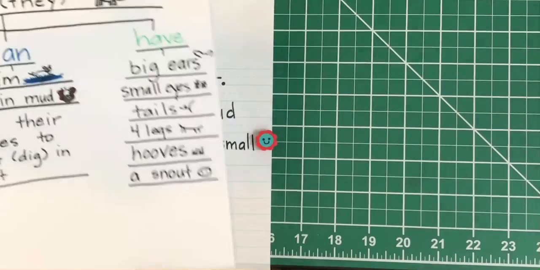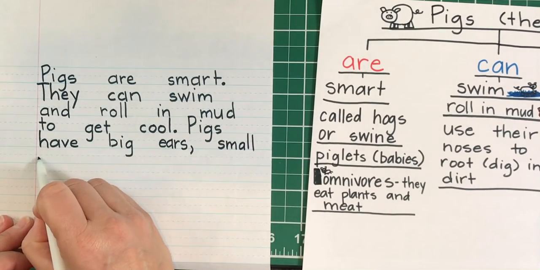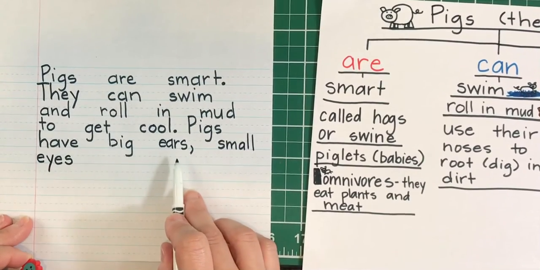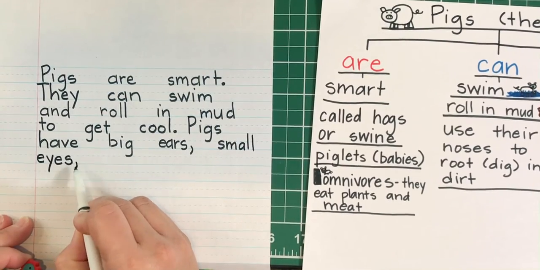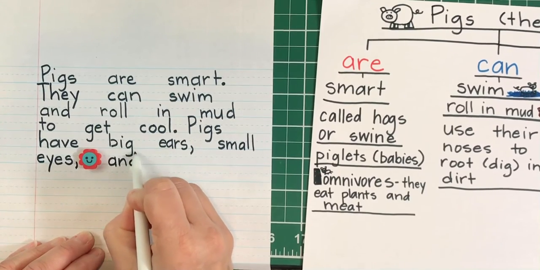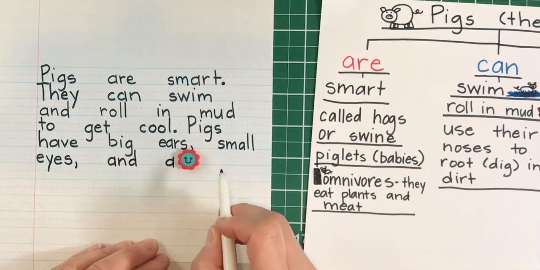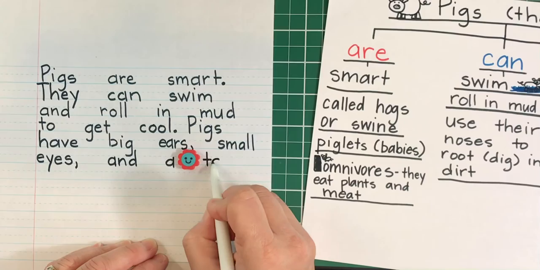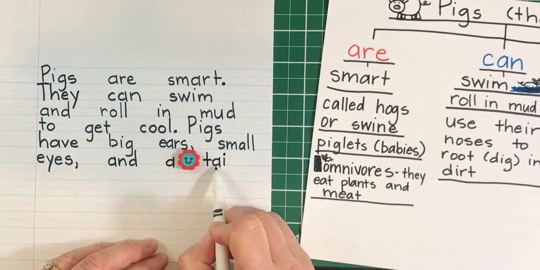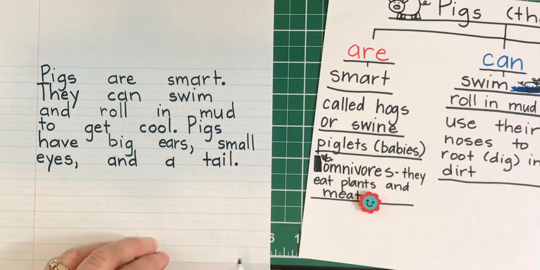Now, eyes is a strange word. I'm going to have to look at my tree map for eyes because the sounds are not like the letters. The word eyes, like your eyes you see with, is E-Y-E-S. And that's just a word we have to learn. Pigs have big ears, small eyes. I'm going to use another comma since I'm listing things. And, oh, I know the word and, a, tail. If I just put the A, it's going to make the A sound, but in this word, AI will make the A say A. T-A-I-L. I put my period to end the sentence.